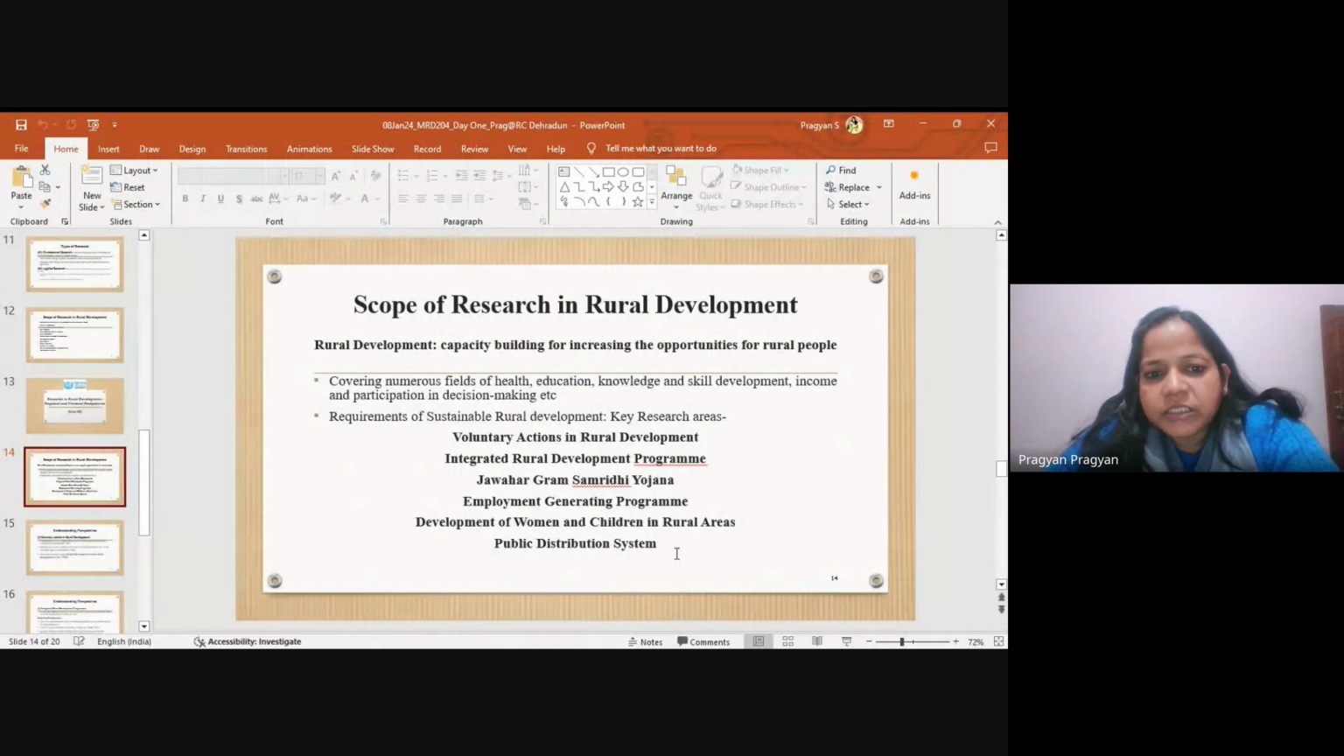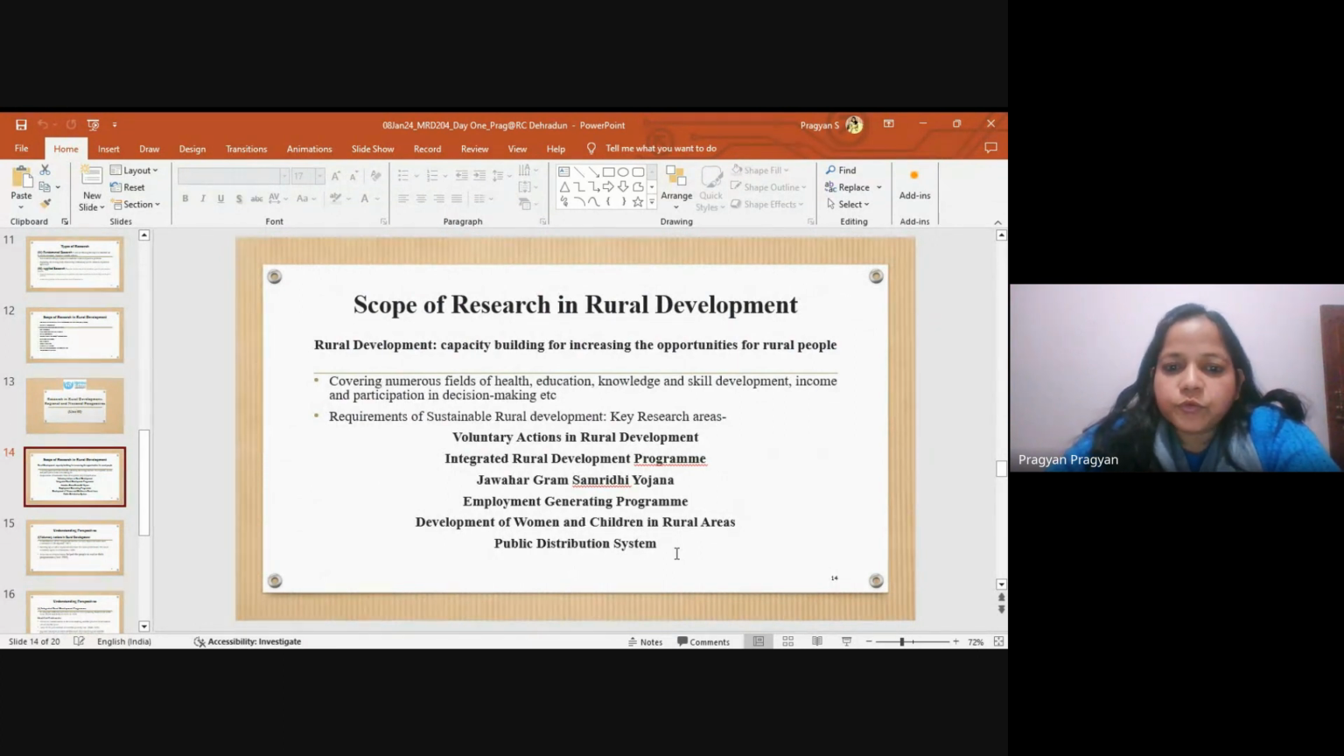Those are very important in the sense that they give you a history, so that you can understand how these strategies of rural development have been evolving from time to time as per the changing needs of a particular society.